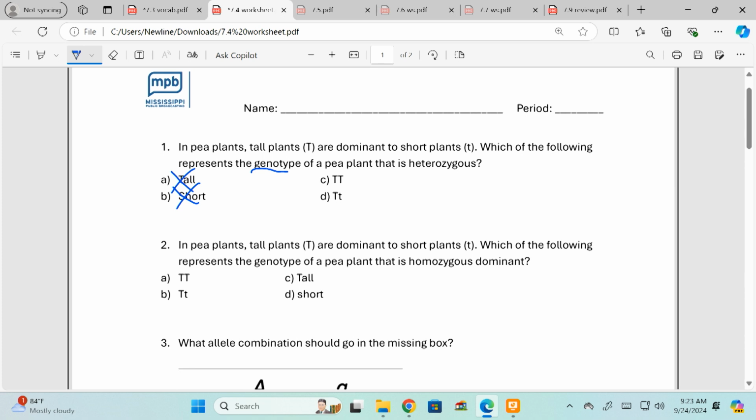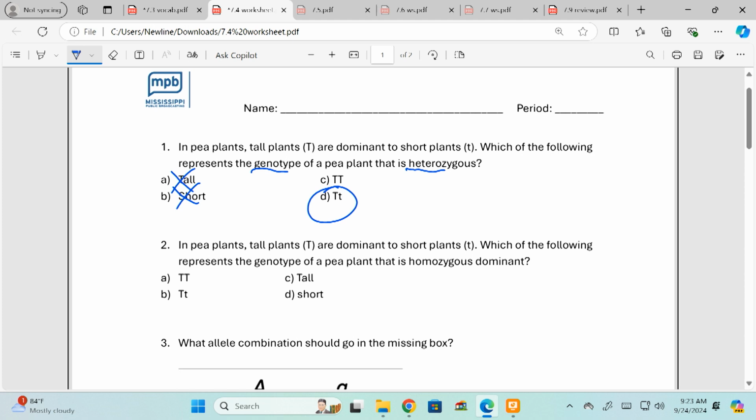Okay, next it says a pea plant that is heterozygous. Well, this root word here, hetero, does hetero mean different or the same? By now hopefully we know that hetero means different, and so what we're looking for is an allele combination that is different. 2 different letters. And so to me, I think we want to go with letter D here. Big B, little t, that's telling us that this is the genotype of a heterozygous individual. Okay, let's keep it going.